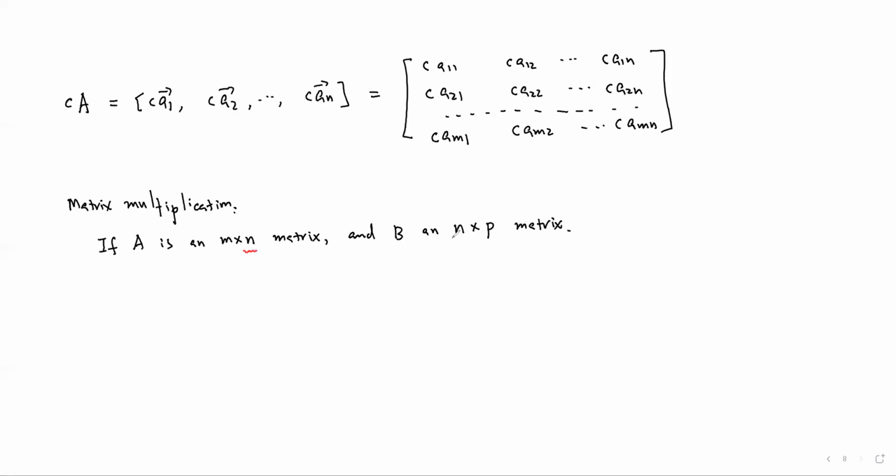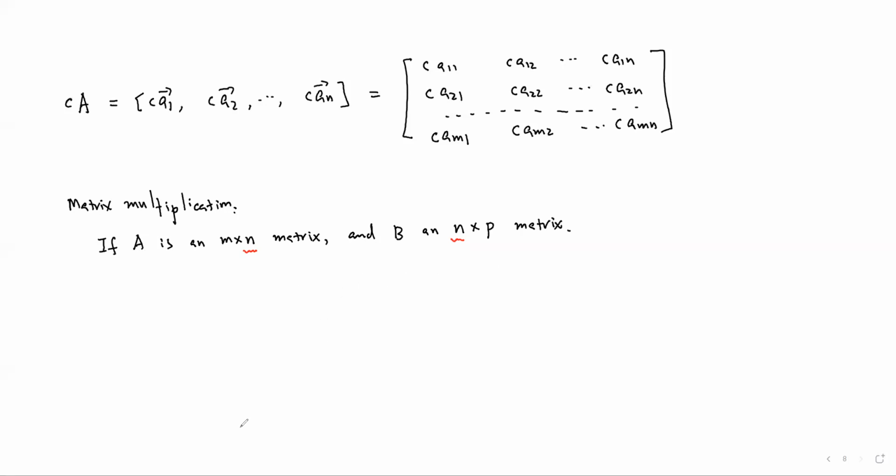This N and this N should agree. This N is the number of columns of A. This N is the number of rows of B. The number of columns of matrix A should be equal to the number of rows of matrix B. Otherwise, we cannot perform A times B. Okay, pay attention.